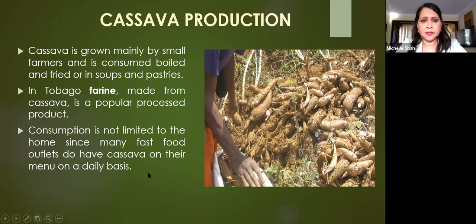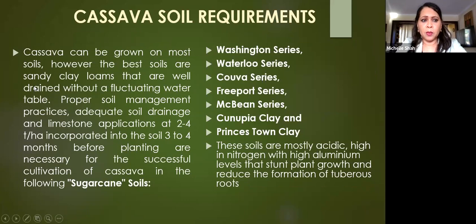Cassava soil requirements. Cassava can be grown on most soils. However, the best soils are sandy clay loams that are well drained without a fluctuating water table. Proper soil management practices, adequate soil drainage, and limestone applications at 2 to 3 tons per hectare incorporated into the soil 3 to 4 months before planting are necessary for successful cultivation of cassava.